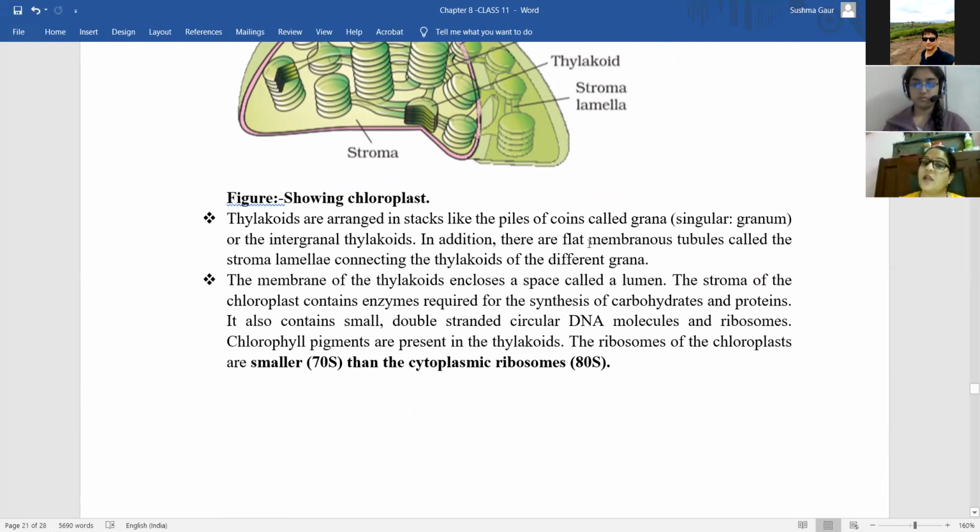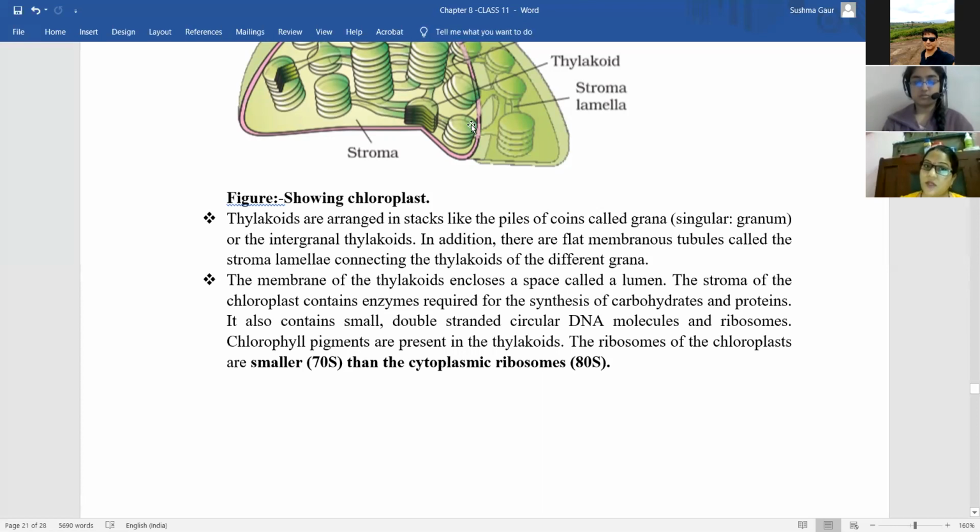In addition, there are flat membranous tubule structures known as stroma lamellae that connect the thylakoids of the different grana. Okay, as I told you earlier, a single circular unit or oval shaped structure is known as granum. When they are arranged in a stack, they are known as thylakoid. This is one thylakoid, this is another thylakoid. So a membranous structure that connects these two stacks of thylakoid is known as stroma lamellae.